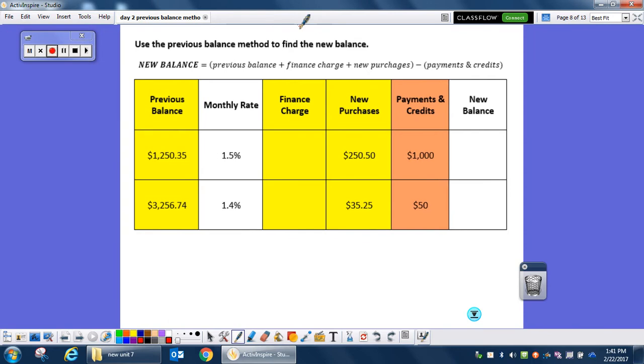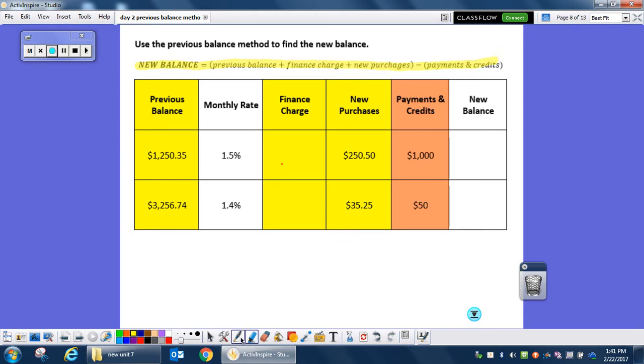Again, the yellow means what you have to pay. So you have to pay your previous balance, any finance charge that you have, any new purchases you make, and any payments that you make get deducted, which is why it's in red. So it's important to know this, okay?